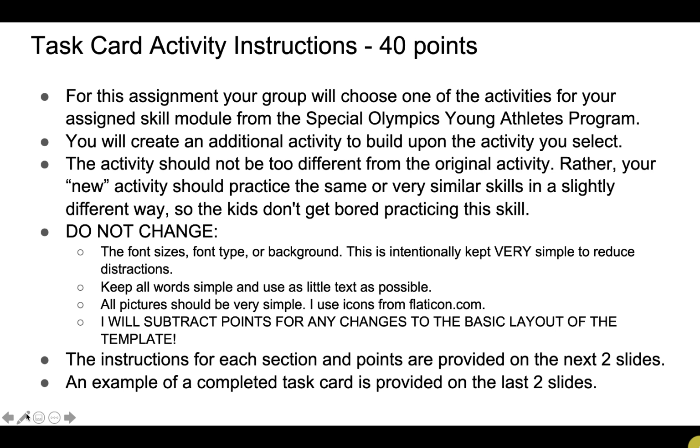Hi guys, this is Dr. Pangelinen, and in this lecture I'm going to review the group project and the final submission of the task card, as well as the instructions, point breakdown, and an example.